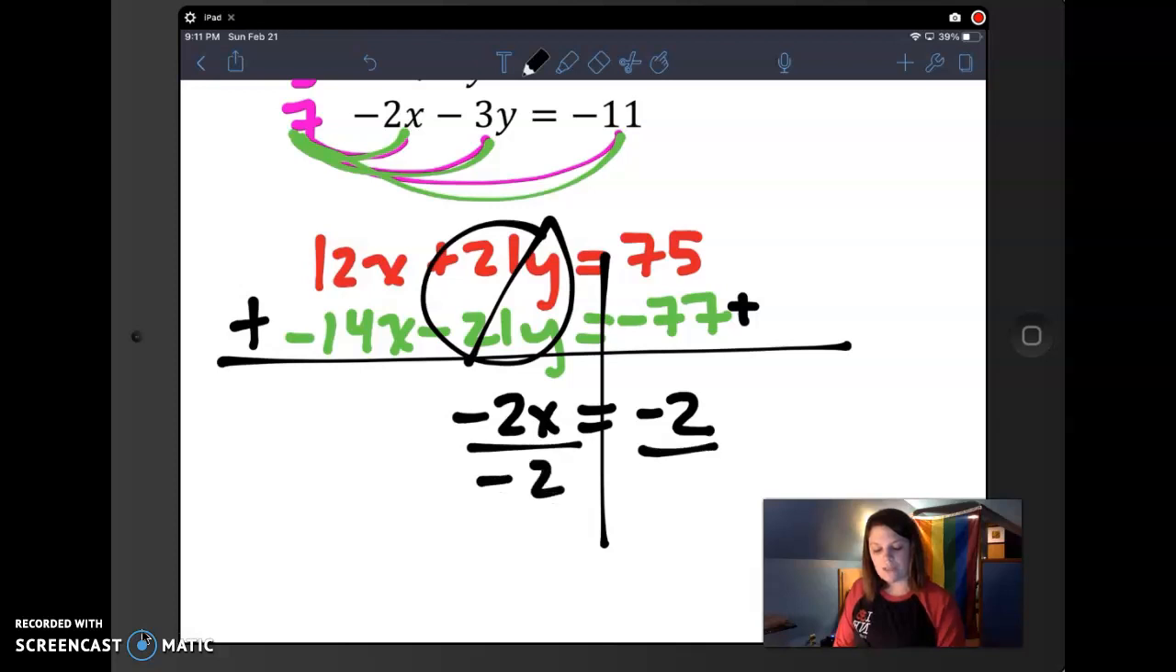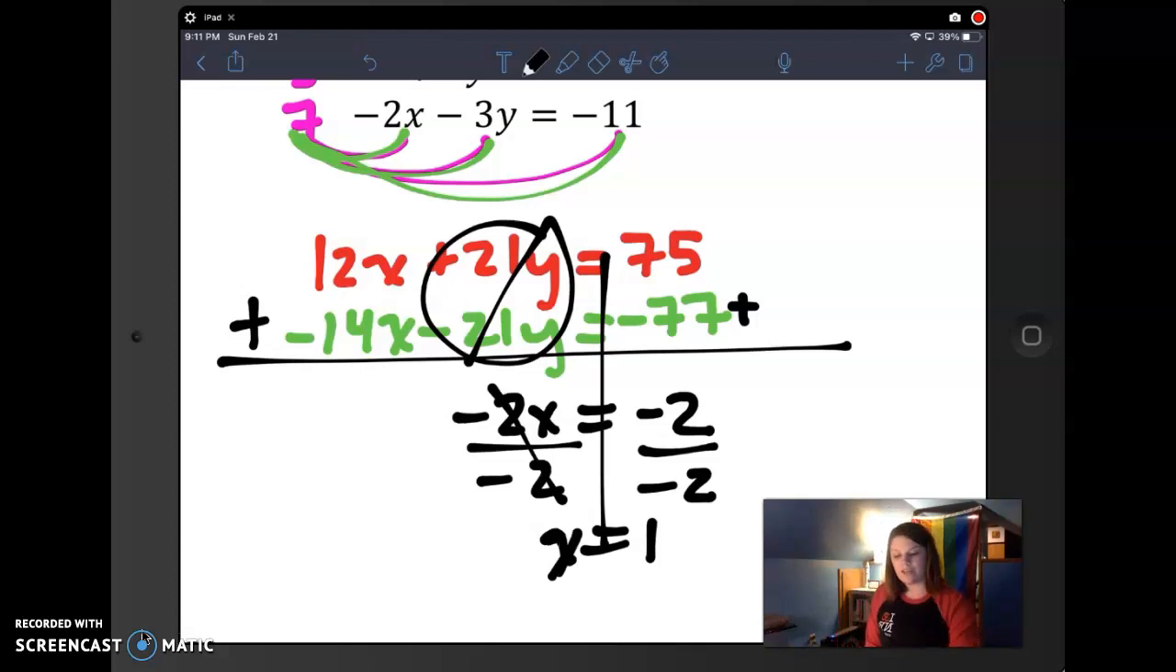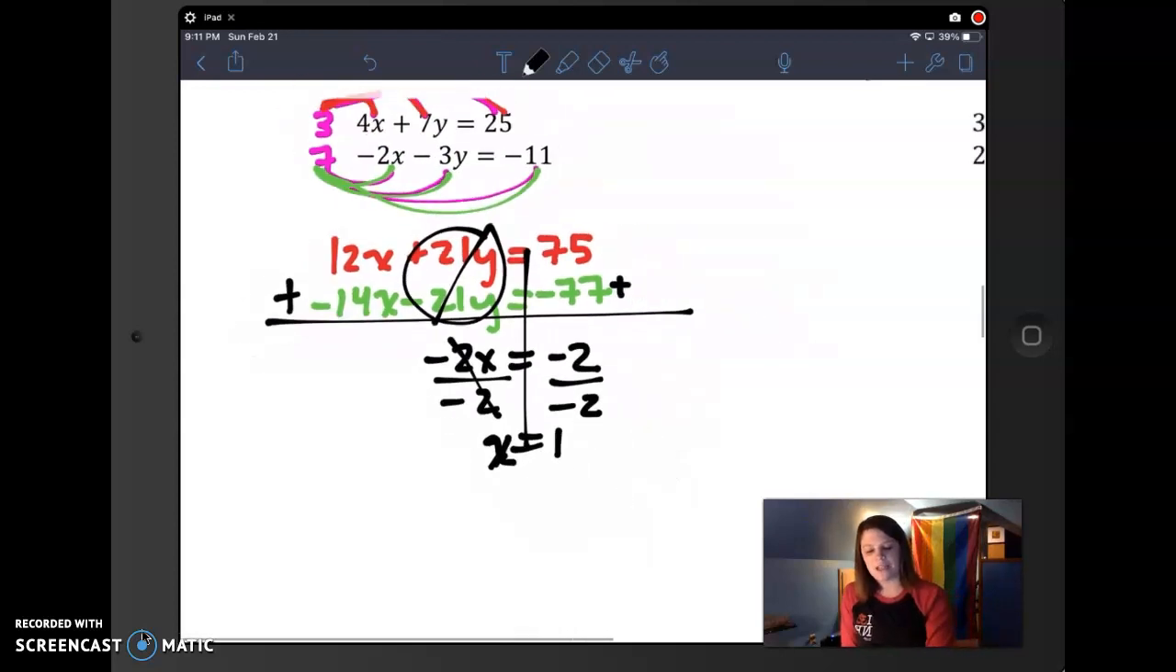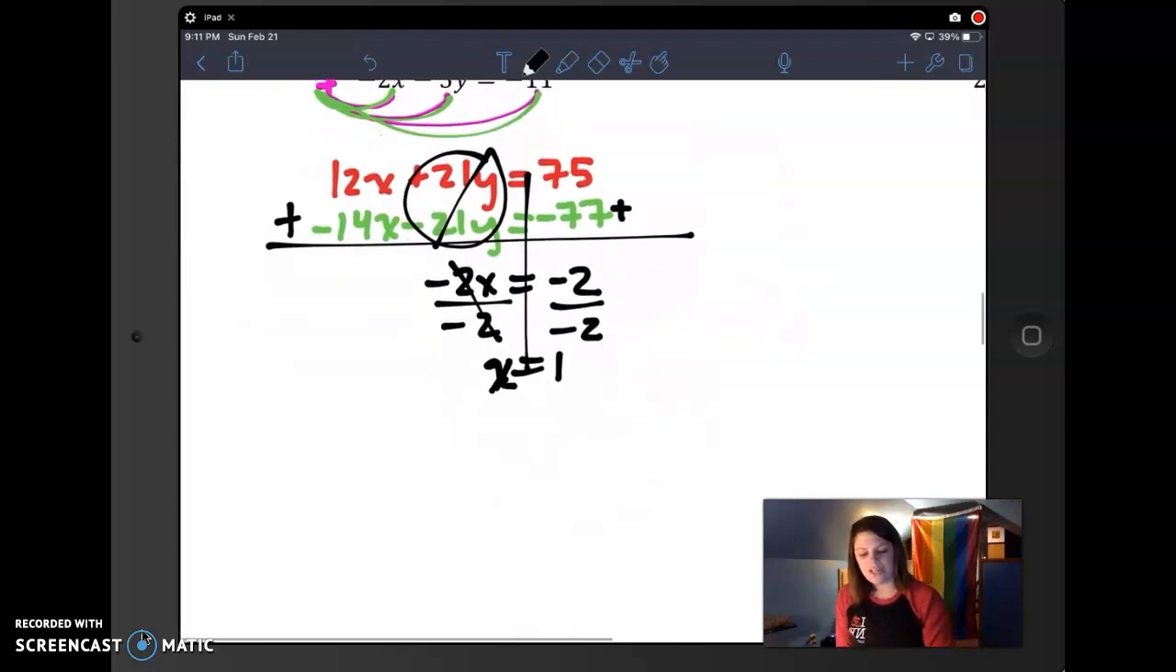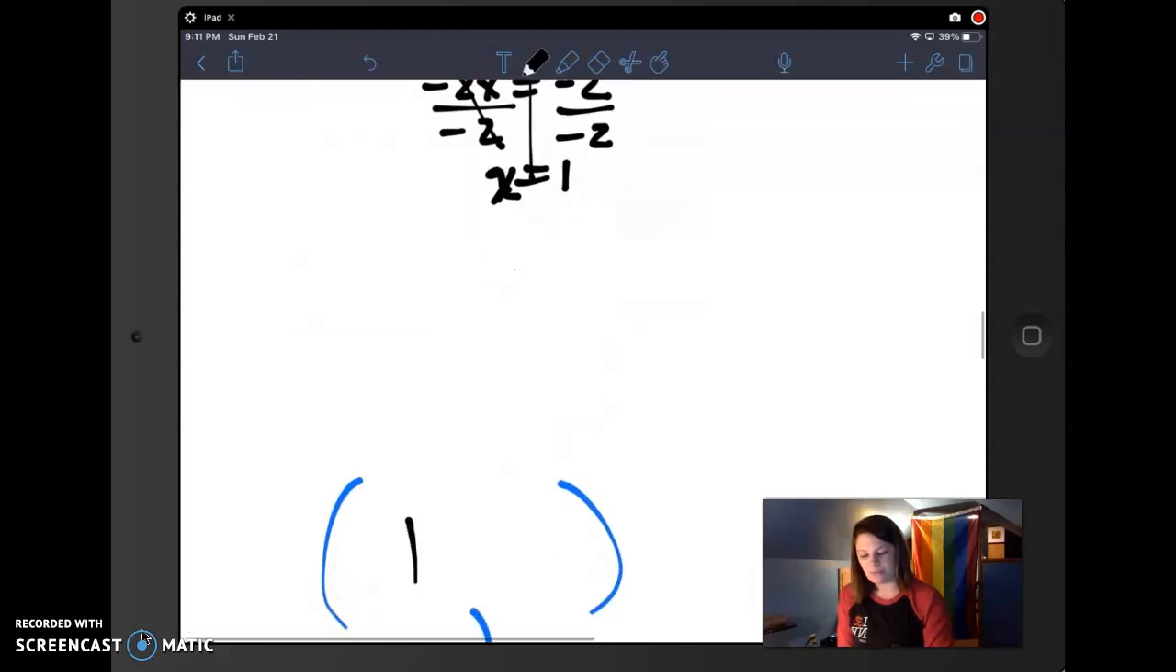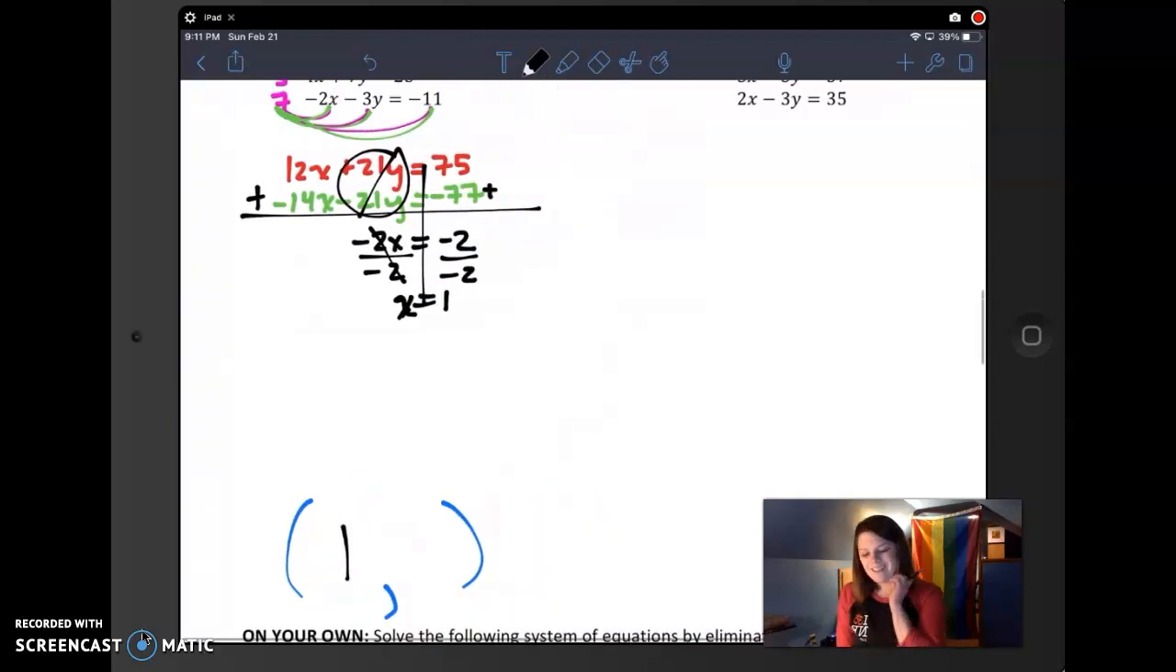Remember, always double check with your calculator, especially if you're somebody who struggles with the negatives and positive rules. Just always double check adding top to bottom. It's just a good idea. It'll keep you from making mistakes. Okay, so that means x is equal to 1.